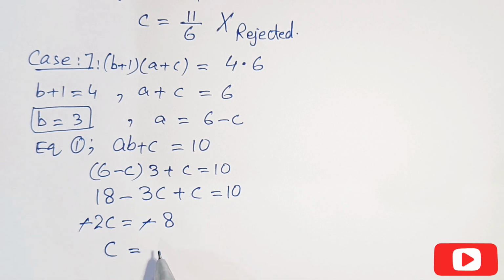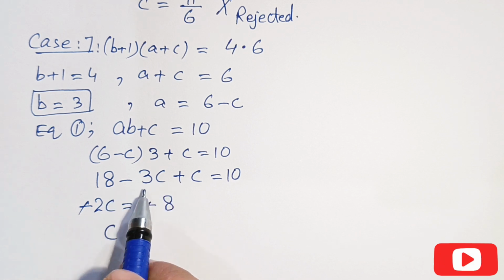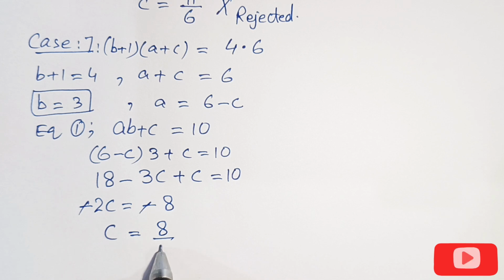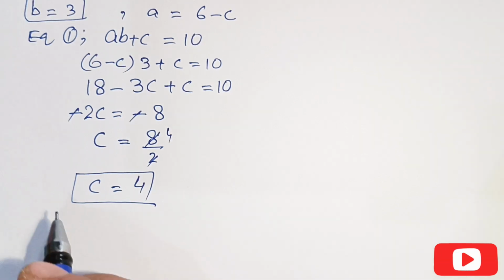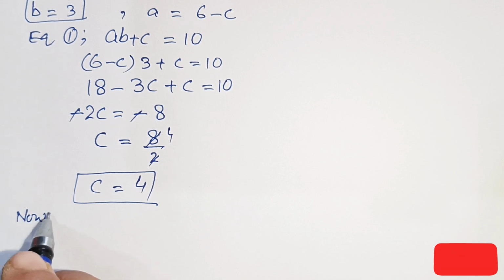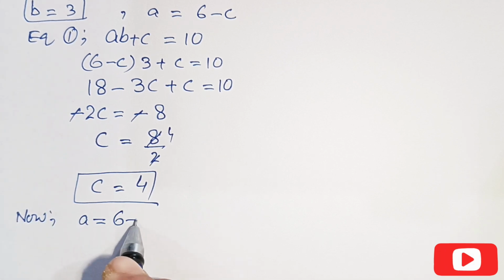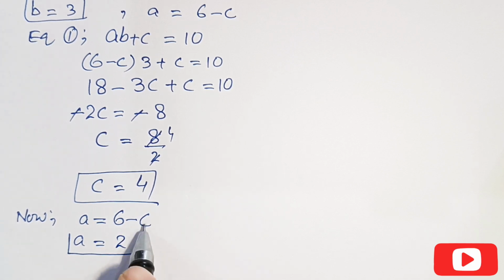Here we have the value of c is actually, from minus 2c, so we have 8 divided by 2. Then we get c is equal to 2 times 4 is 8. So the value of c is equal to 4. Now here the value of a will be a is equal to 6 minus c. So a is equal to 6 minus 4 is 2. Here putting the value of c, we get a is equal to 2.